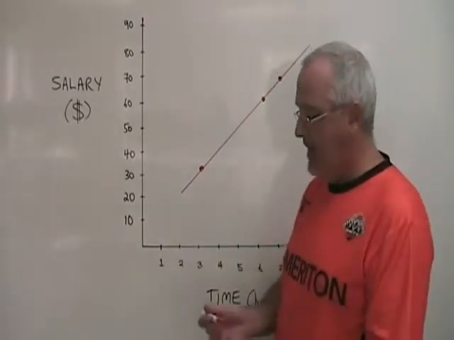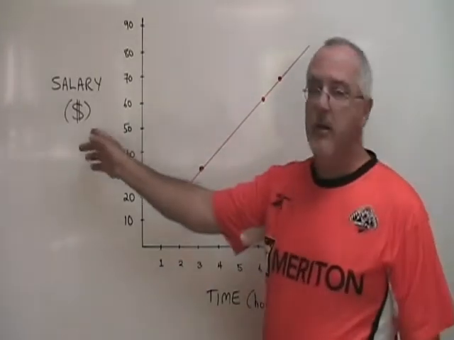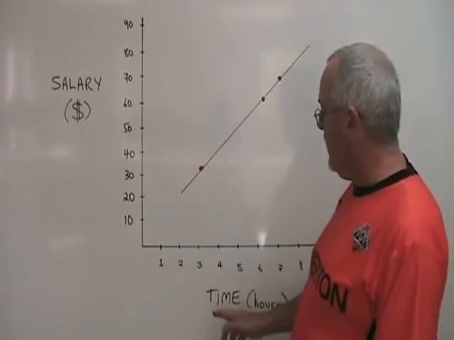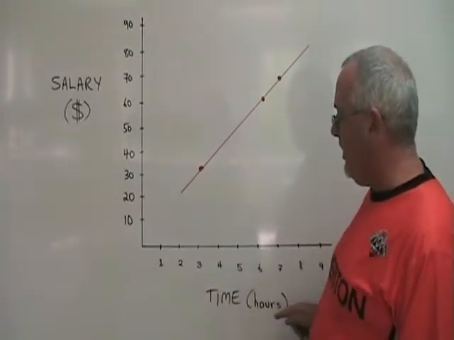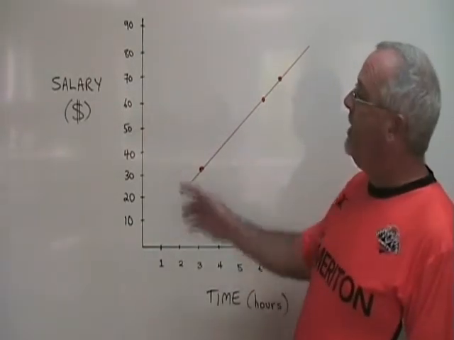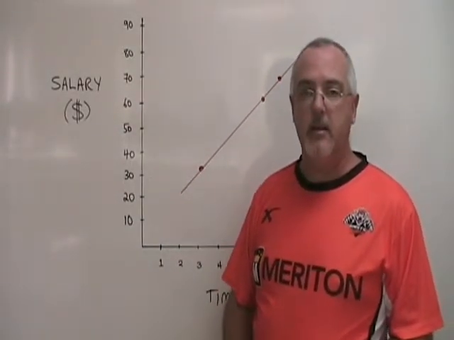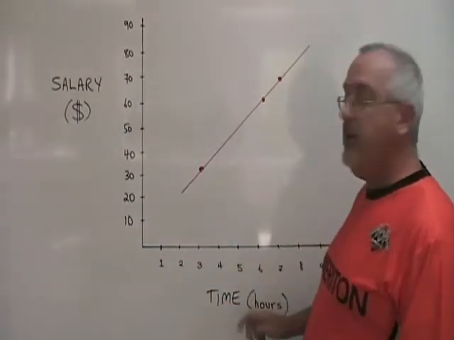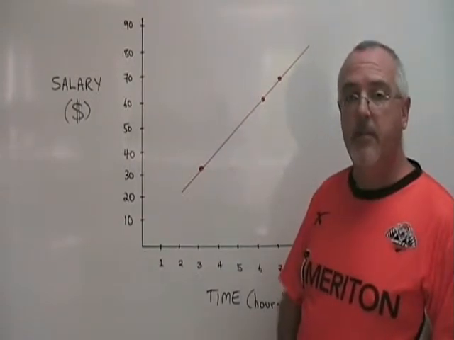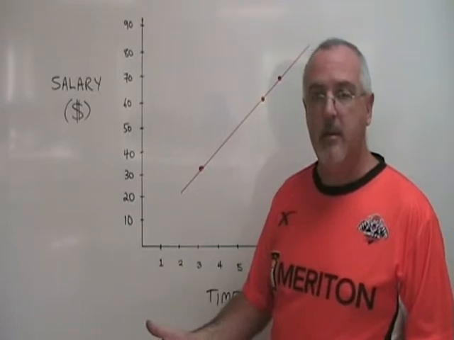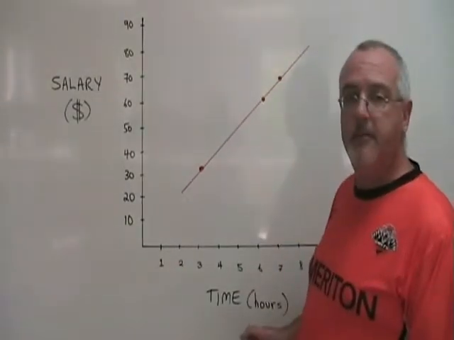So that we can see that the variable, salary in dollars, changes as we make changes to this other variable, time in hours. The salary is the dependent variable in this case, and the time is the independent variable, because the salary depends on the amount of time worked.